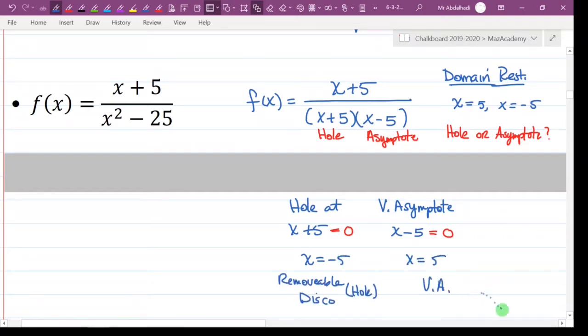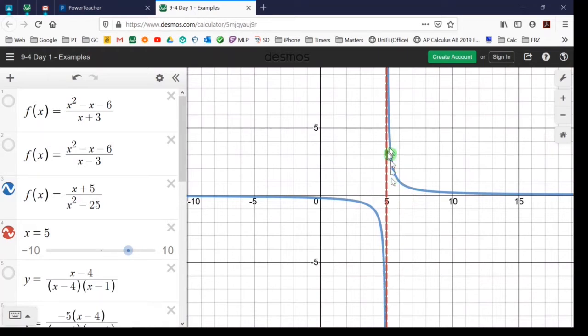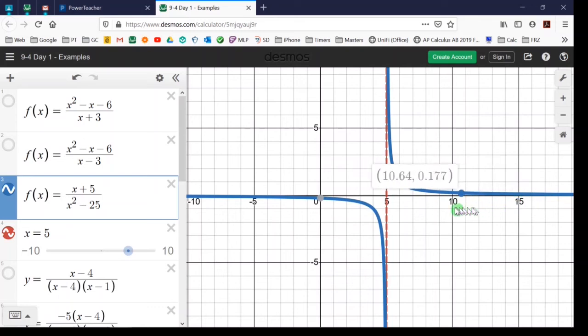Now we know where the asymptotes and the holes are. Let's take a look on Desmos and see if our picture verifies that. And you can see that's true, right? There's a vertical asymptote at x equals 5. We also said that there was a hole at x equals negative 5. No holes, off to infinity and beyond, nothing there.